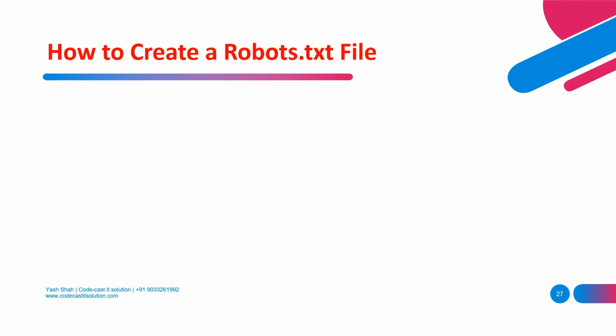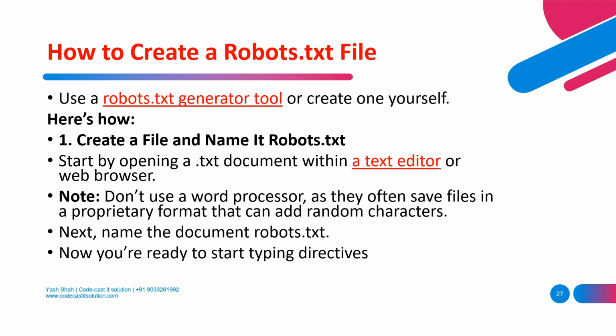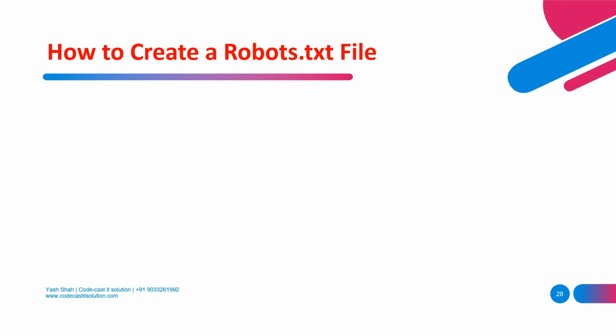Use a robots.txt generator tool or create one yourself. Here's how. 1. Create a file and name it robots.txt. Start by opening a .txt document within a text editor or web browser. Note, don't use a word processor, as they often save files in a proprietary format that can add random characters. Next, name the document robots.txt. Now you're ready to start typing directives.